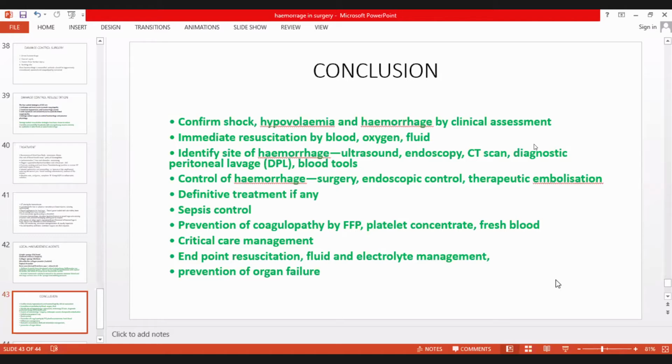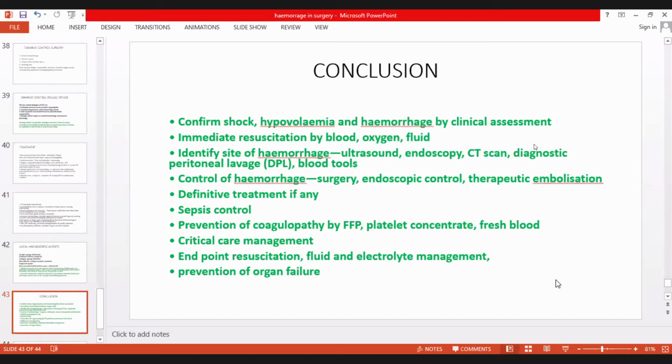So, in conclusion, you have to confirm shock in the patient, hypovolemia and hemorrhage by clinical assessment. You need to be efficient in knowing the stages of hemorrhage, and at which stage the patient is. Immediate resuscitation with blood, oxygen, and fluid should be given. You have to identify the site of hemorrhage.